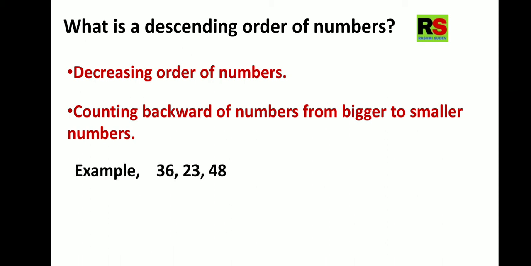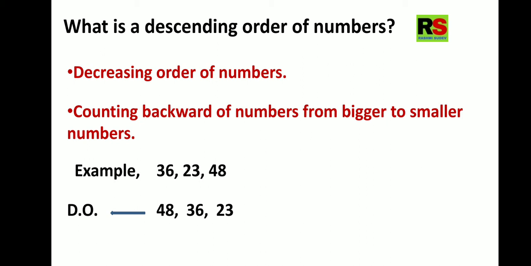Numbers are given: 36, 23, 48. DO means descending order. So what will be the descending order of the given numbers? The biggest number you have to choose first. Which is the biggest number here? Yes, it is 48. Right answer. Then comes 36. Right answer. Then comes 23. So you have arranged it in descending order.